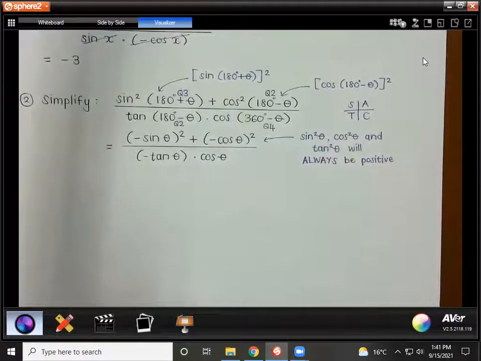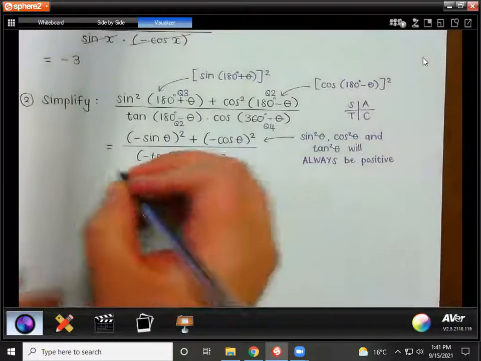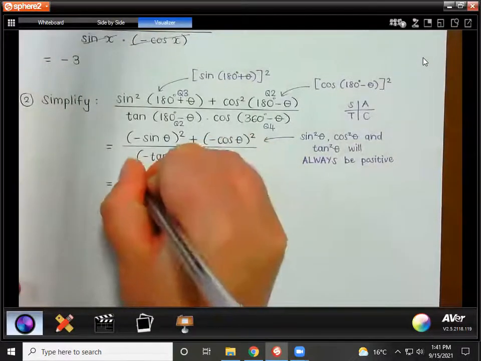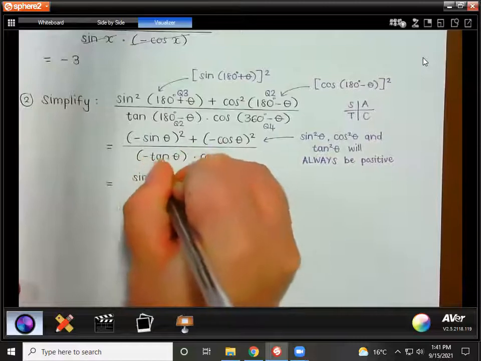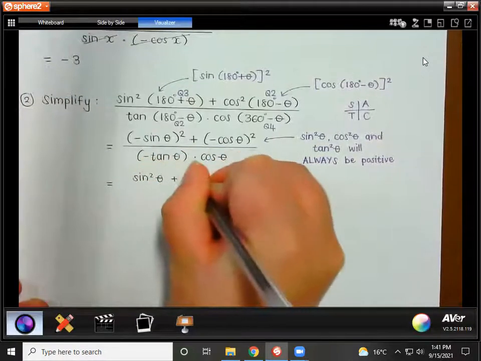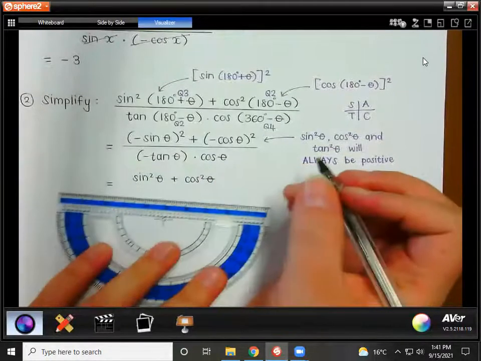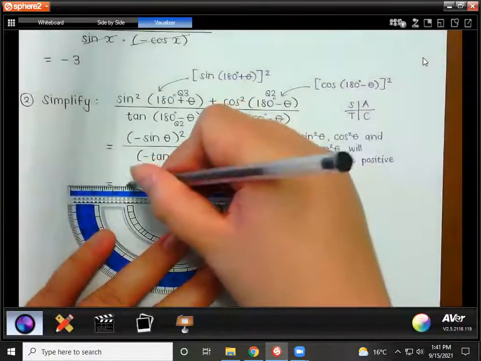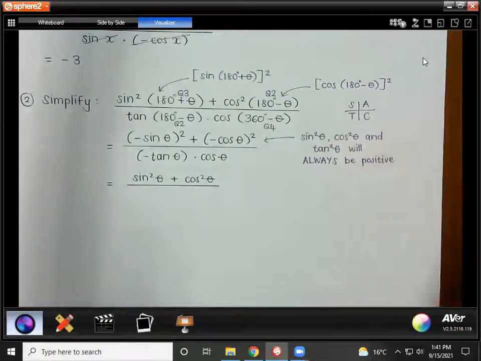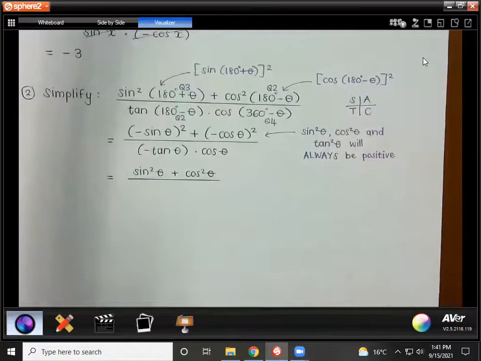Just because when you square something, it will automatically become positive, whether it was positive or negative to begin with. Okay, so I'm just going to rewrite this now. This is going to become sine squared theta plus cos squared theta, which is what? 1. Okay, so in the next step, we are going to change that to 1.